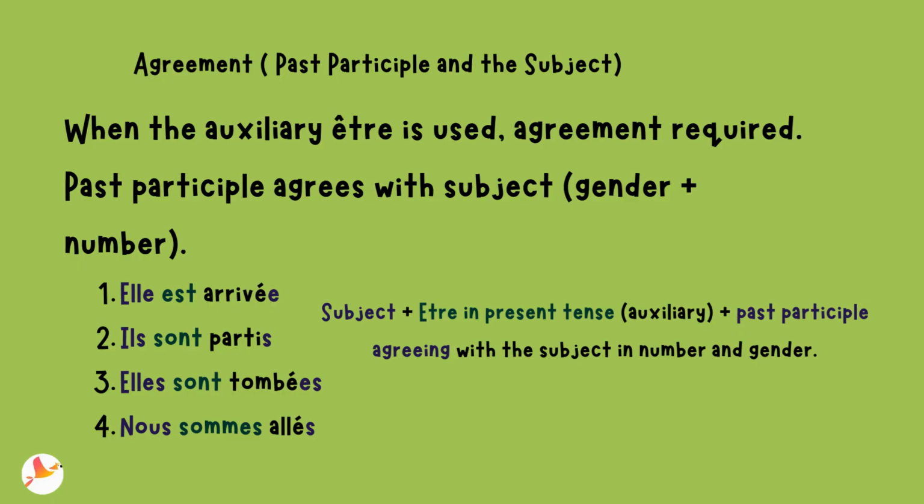Lastly, we have nous sommes allés, where être again is used as the auxiliary or the helping verb. It's conjugated in the present tense. Therefore, once être is being used as the auxiliary, we need to have agreement between the subject and the past participle. The subject is plural. Therefore, we are going to add an S to the past participle.